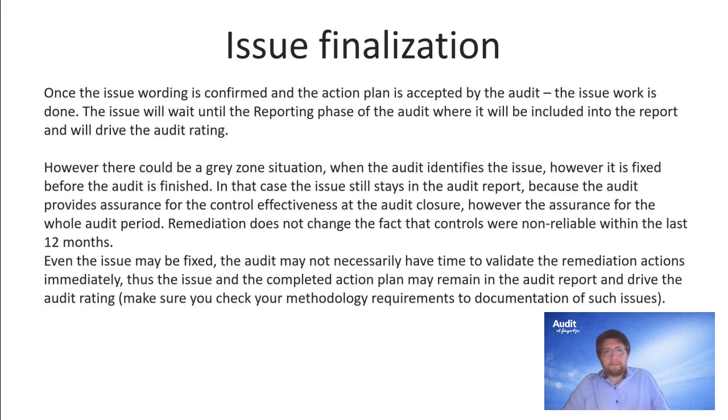Okay, and we're getting to the final part of this story. Now when we get the action plan, we make it a part of the issue. By the way, the action plan is always a part of the issue. We just let the issue wait for the reporting phase of the audit, because the next step is when we're creating the audit report. We will include the issue into the report, and this issue will drive the audit rating. Next step will be to validate.